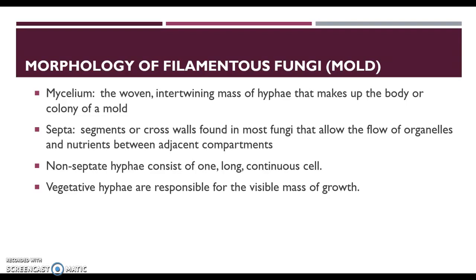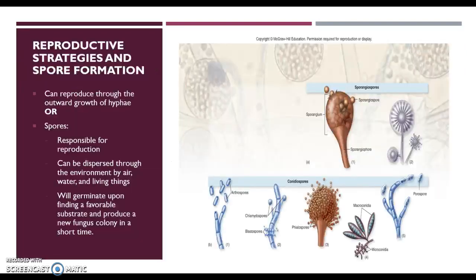We also have non-septate hyphae, which is just one very long continuous cell. And then the vegetative hyphae, which are responsible for the visible mass of growth of the mold.